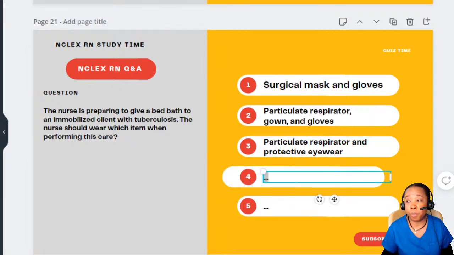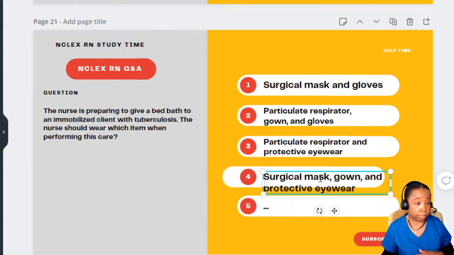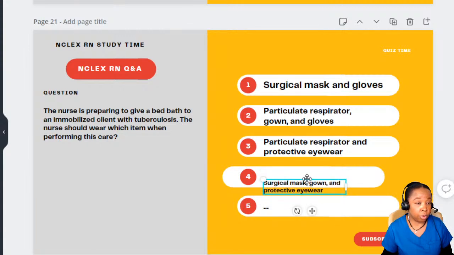This is a very important question right here. Tuberculosis is a very, very important question. You need to know this. Do you think the nurse should wear a surgical mask, gown, protective eyewear, which is a goggle? So we should choose the best answer, guys. What equipment do you think the nurse needs to take care of a TB patient?